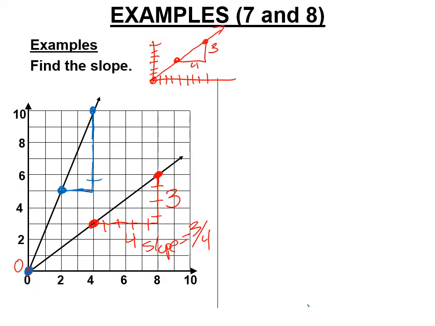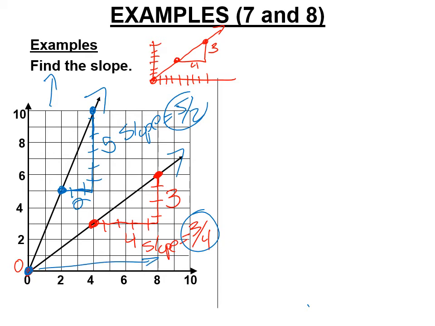So the rise here is 1, 2, 3, 4, 5. The run is 2, and the slope of that is 5/2, right? 5/2 is 2.5, right? 2.5 is way bigger than 3/4, right? The bigger the number, the more the arrow points straight up to the ceiling, okay? Lower the number, the flatter the slope is, the slower the arrow points.